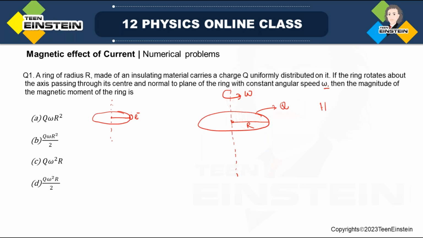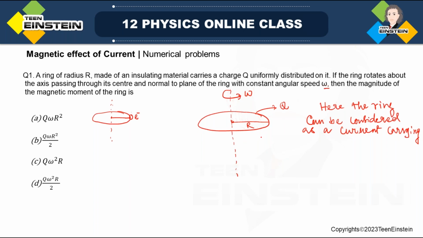So here the ring can be considered as a current carrying loop, current carrying loop.